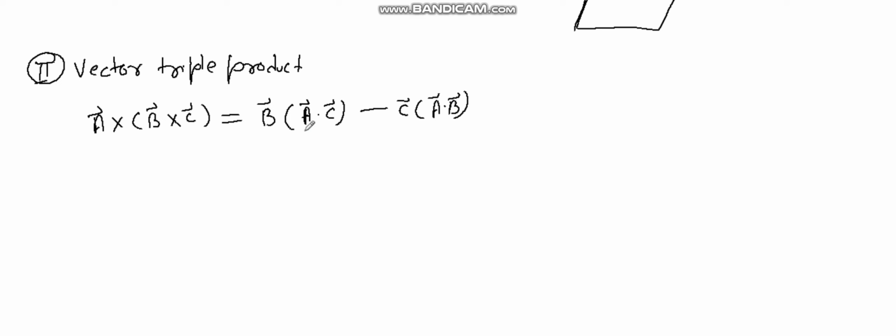Okay, so this A dot C is actually a scalar quantity. So it may be a scalar quantity, let's say a, and this one a scalar quantity, let's say b. So this B times this scalar quantity is just the multiplication of a vector with a scalar, and similarly for C times small b. And when we take the difference of these two, it will give a final vector, which is the vector triple product. So a vector triple product finally gives a vector.